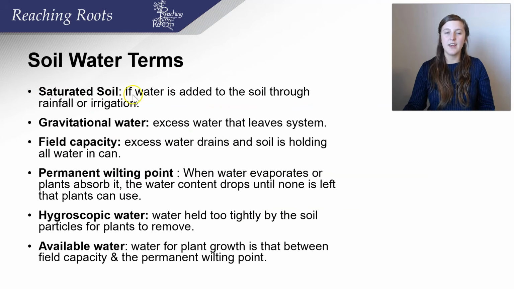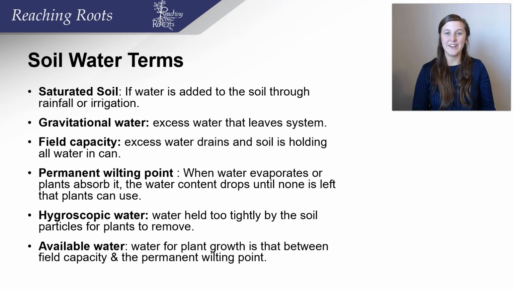Saturated soil is if water is added to the soil with a thorough rainfall or irrigation. Gravitational water is excess water that leaves the system, washes away. Field capacity is when excess water drains and the soil is holding all the water it can. Permanent wilting point is when water evaporates or the plant absorbs it. The water content drops until none is left that the plant can use. Hygroscopic water is the water that's held so tightly by the soil that the plant can't use it. And available water is this water in between field capacity and permanent wilting point that plants use to grow.